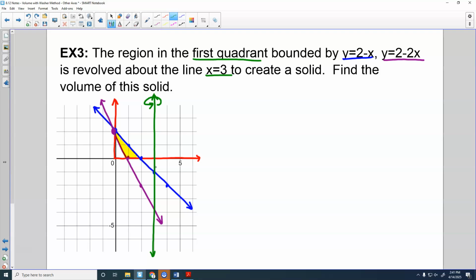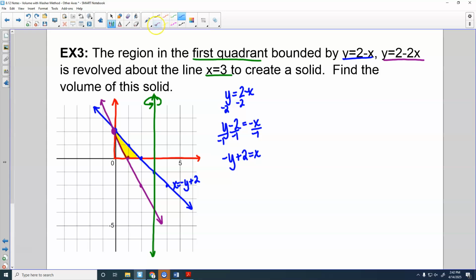Okay. So first of all, if I'm revolving around a vertical line, everything has to be in terms of y, right? So I need to take y equals 2 minus x, and I need to solve it for x instead. So I would need to subtract 2, y minus 2 will equal negative x, and then I need to divide everything by negative 1. So I got negative y plus 2 equals x. So this graph right here, x equals negative y plus 2.